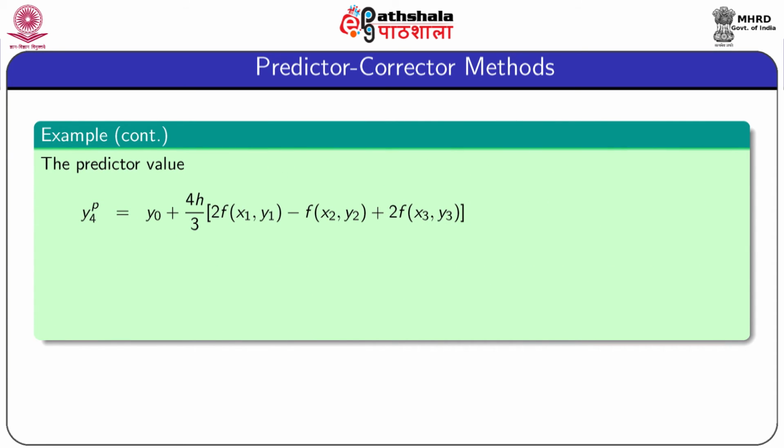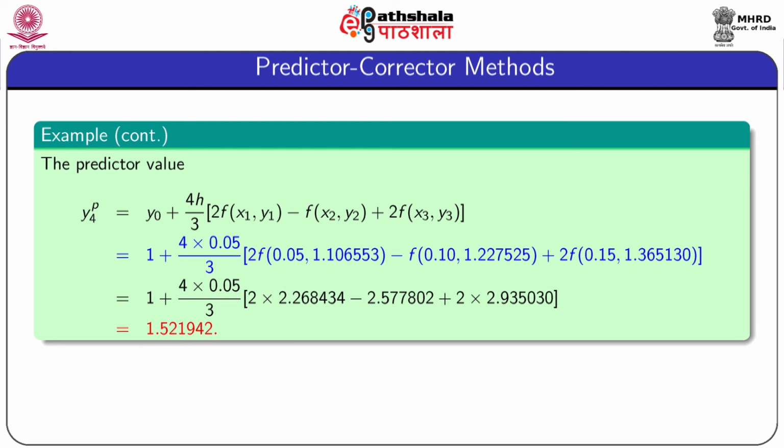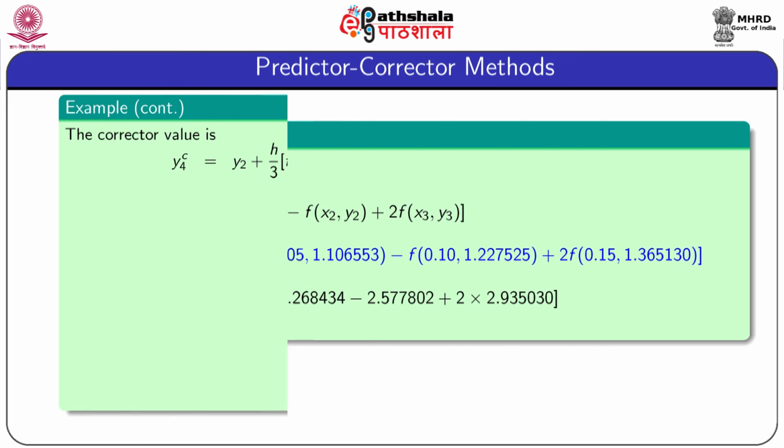Now, the predicted value at x equal to x4, that means y4p, is equal to y0 plus 4h by 3 into 2 into f at x1, y1 minus f of x2, y2 plus 2 into f of x3, y3, and these are the values of the function f at different points. After simplification it is equal to 1.521942. So, this is the predicted value of y when x equal to 0.2.